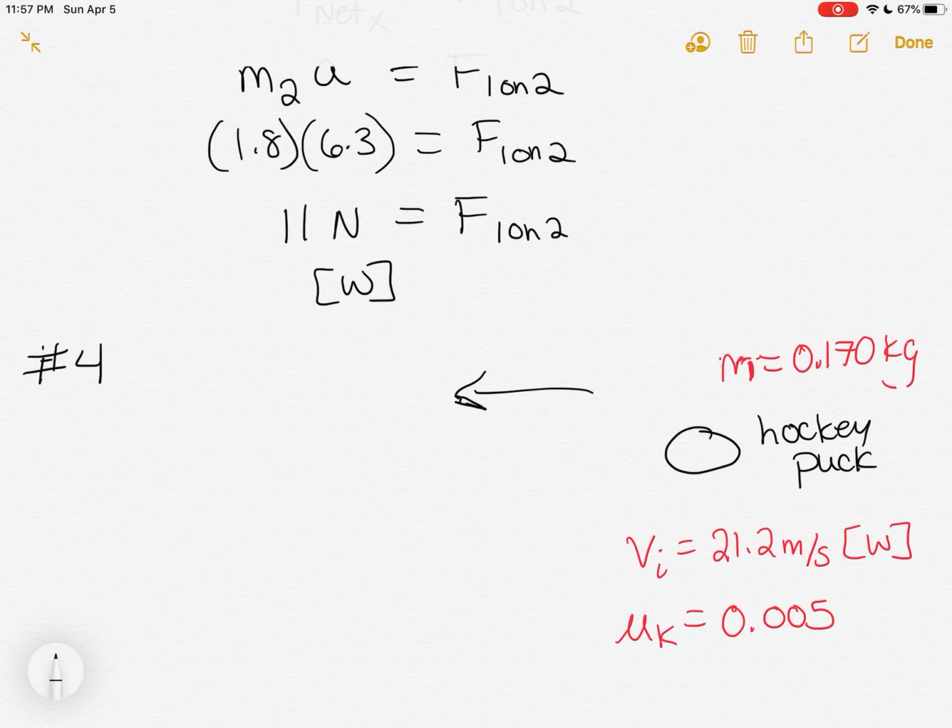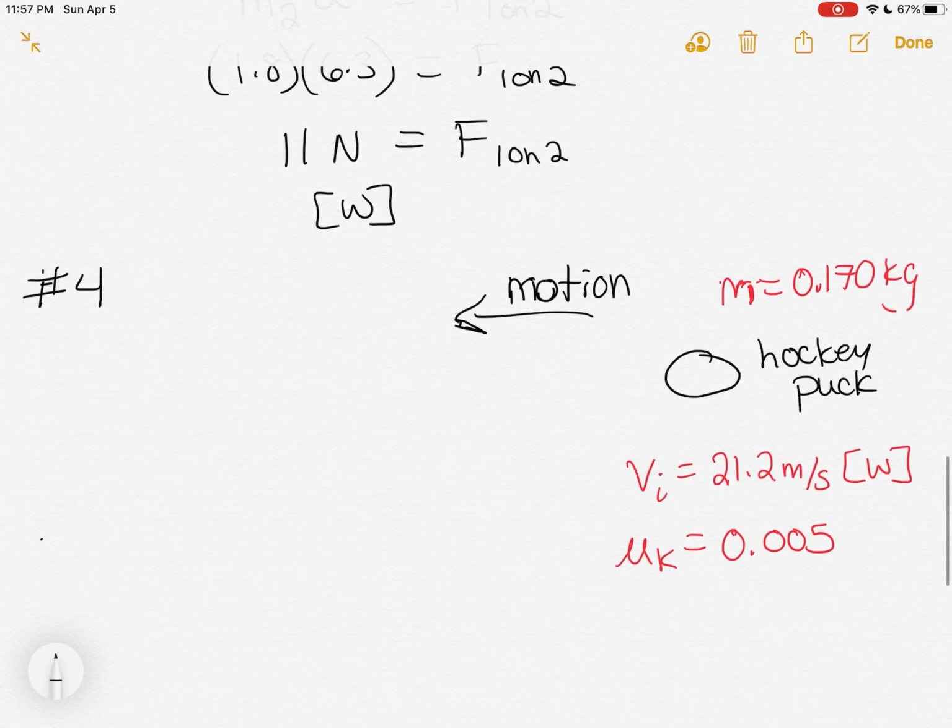So we have motion traveling to the left here. All right. So part A of this question says, what is the speed of the puck after traveling 58.5 meters? So we're traveling a distance now of 58.5 meters. And we're looking for what the speed will be after that 58.5 meters.